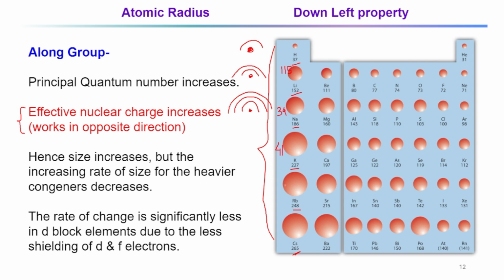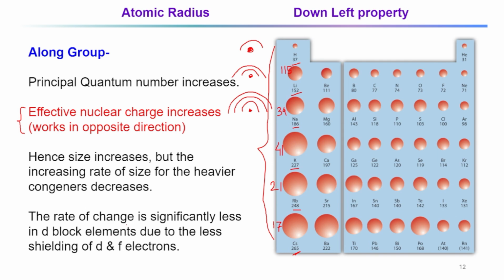Now from potassium to rubidium, you can see the change is only 21 picometer. Now from rubidium to cesium, the change is just 17 picometer. So you can see, as we go to the heavier atoms, the atomic radius is increasing, but the rate of increase decreases.